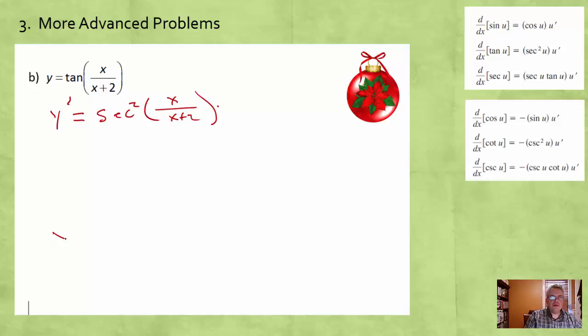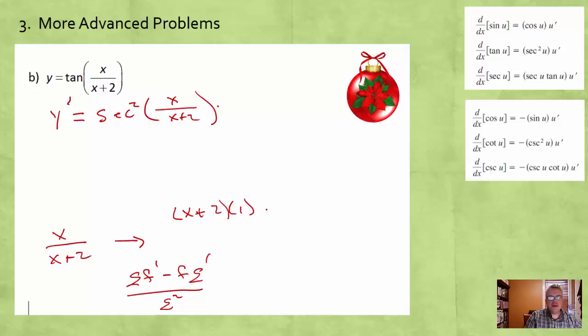Okay, let's go down here and do a little work. X over x plus 2. Well, we need the quotient rule for this. So the quotient rule is g f prime minus f g prime over g squared. So g would be x plus 2. It's not a bad quotient rule. Times f prime, which is 1, minus f, which is x, times g prime, which is 1, all over g squared.